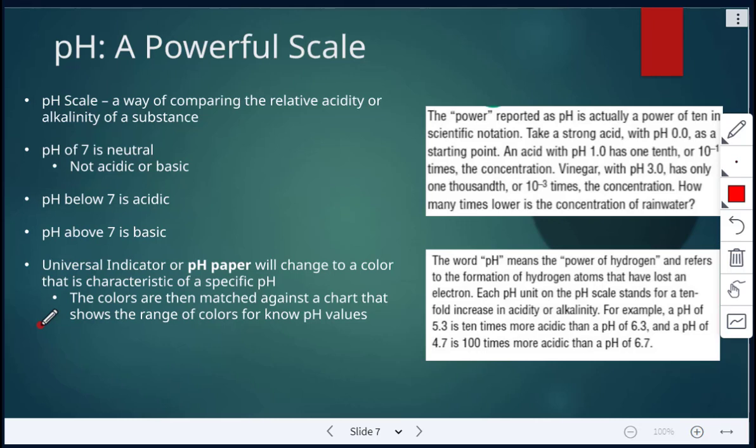All right, the other thing to remember is that pH means the power of hydrogen. So it refers to the formation of hydrogen ions, atoms that have lost an electron. And each pH unit on the pH scale stands for a 10-fold increase in acidity or alkalinity. So if you see a pH of 5.3, it's going to be 10 times more acidic than a pH of 6.3. If you were comparing 4.7 and 6.7, then 4.7 would be 100 times more acidic than a pH of 6.7. So keep that in mind for pH. And again, it's the power of hydrogen.